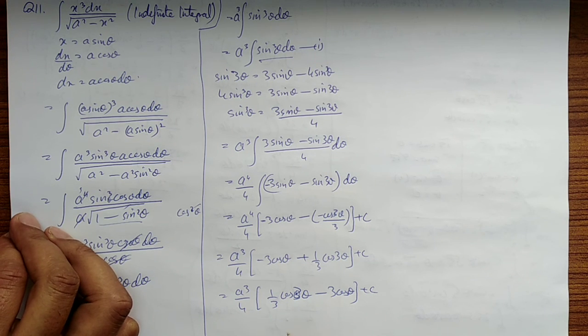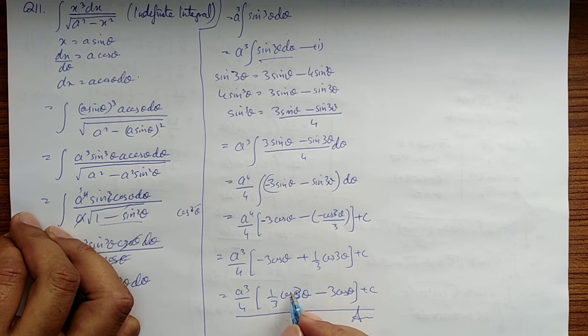And finally we can write the answer. So we can say that this can be our answer. Here we have cos 3 theta.